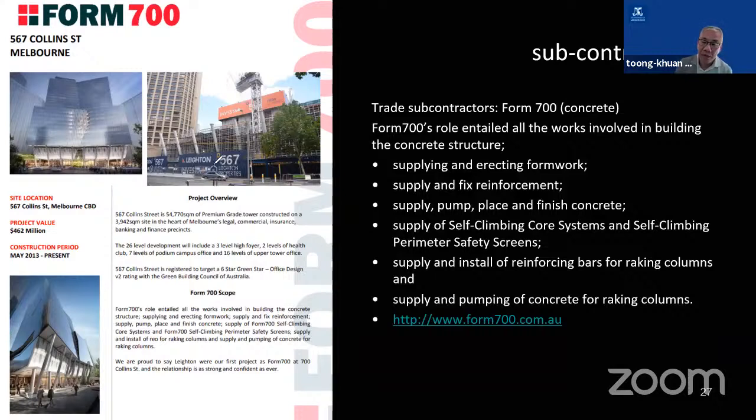You can see that all the tall buildings we build need to have a perimeter fence as the building goes up, to prevent workers and tools from falling down onto the lower levels of the building. So that's a perimeter safety screening. They also supply reinforcing bars for the raking columns. The raking columns are the ones you see over here, right? The ones that are slanted out that way. They also supply and pump concrete. So that's generally what the subcontractors do. The subcontractors are actually very, very large companies and are able to handle the entire scope of all the concreting works.